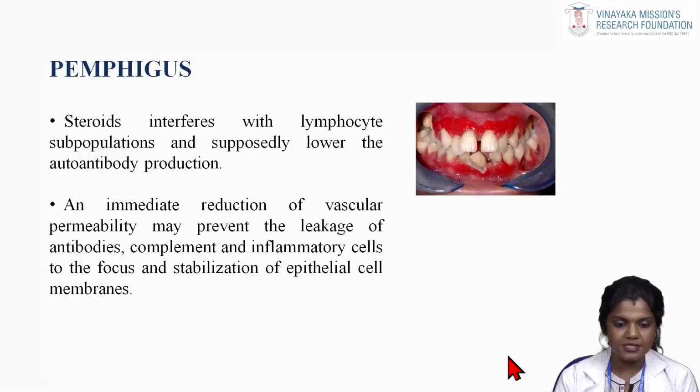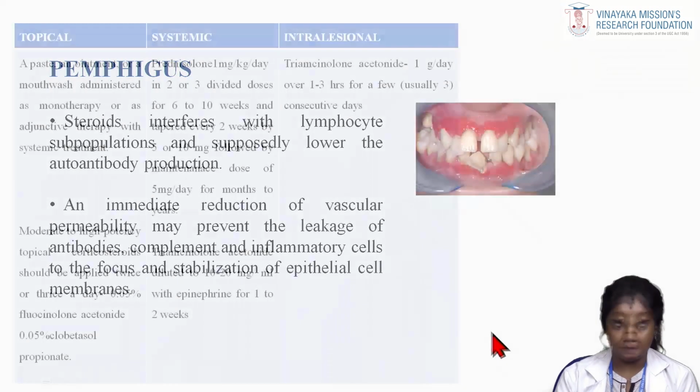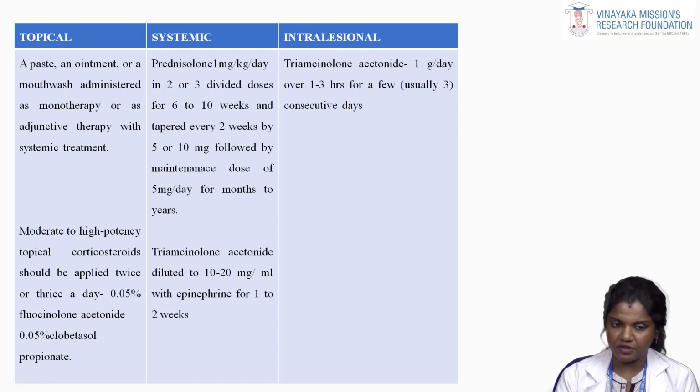Next comes the pemphigus. Steroids interfere with the lymphocyte subpopulations and supposedly lower the autoantibody production in case of pemphigus. An immediate reduction of vascular permeability may prevent the leakage of these autoantibodies, complement and inflammatory cells to the focus, and stabilization of epithelial cell membranes. So, these are the drugs which are used in pemphigus.